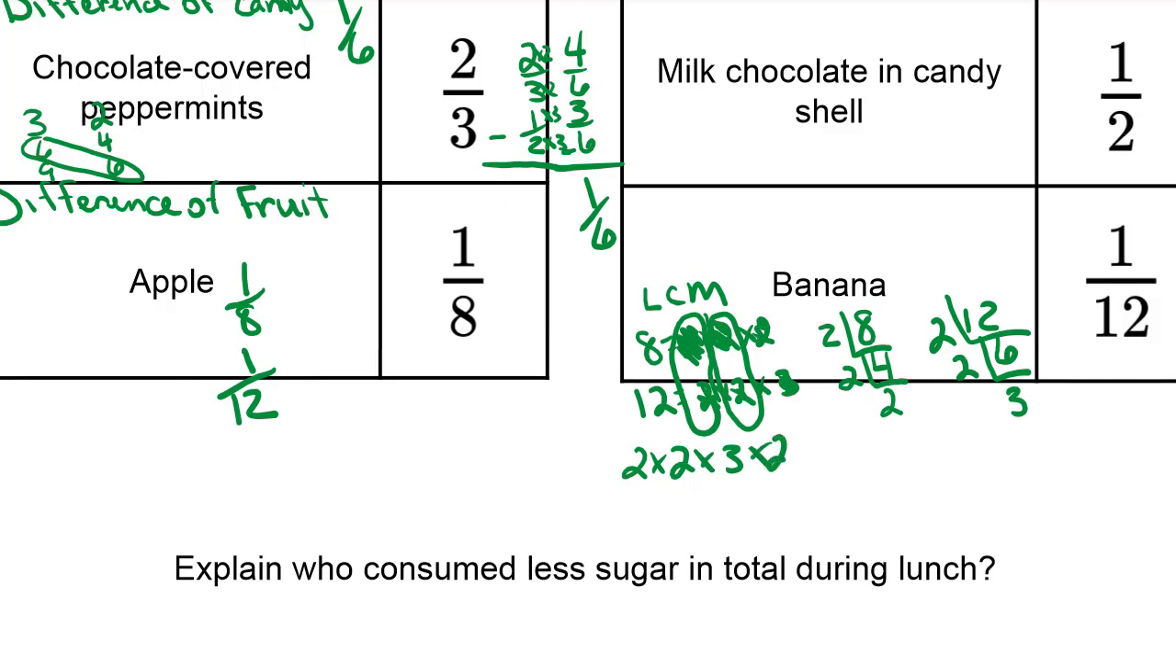All right, so 2 times 2 is 4. We're done with those. Then we're going to multiply it by that 3. 4 times 3 is 12. We're done with that. And then we're going to multiply that by 2. So we're done with all of this. What is 12 times 2? It equals 24. So, back up here, what is our common denominator for 8 and 12?